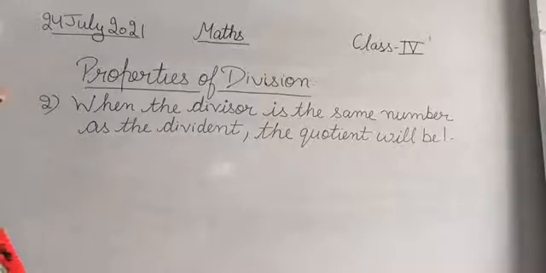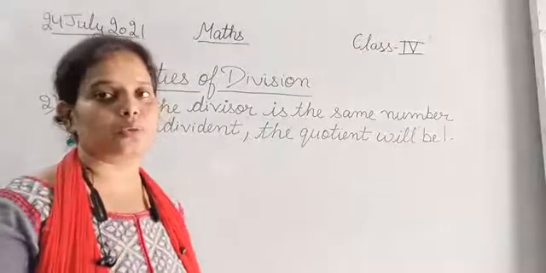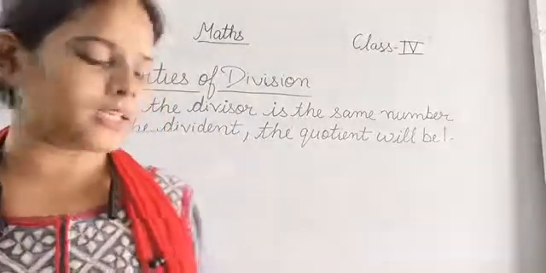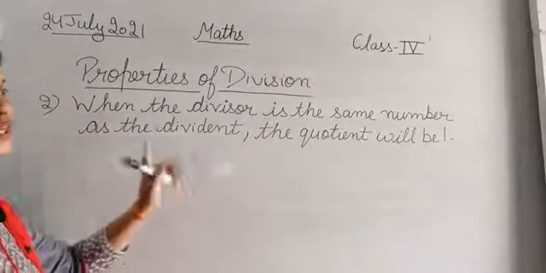Look, what was in that one? If our divisor was 1, then our quotient and the dividend would both be the same. But in this it is given, when the divisor is the same number as the dividend, when our divisor and the dividend are both the same, the quotient will be 1.